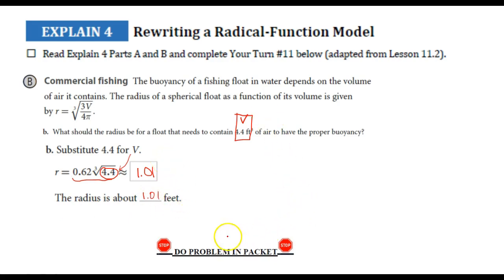Just like it says here, stop and do the problems in the packet, okay? We'll come back to review the homework and the checkpoint in the next video.